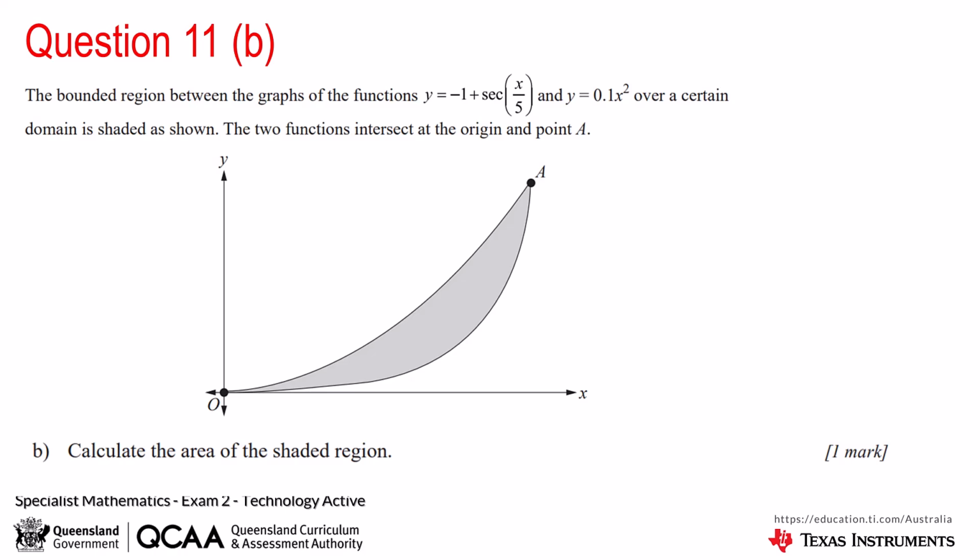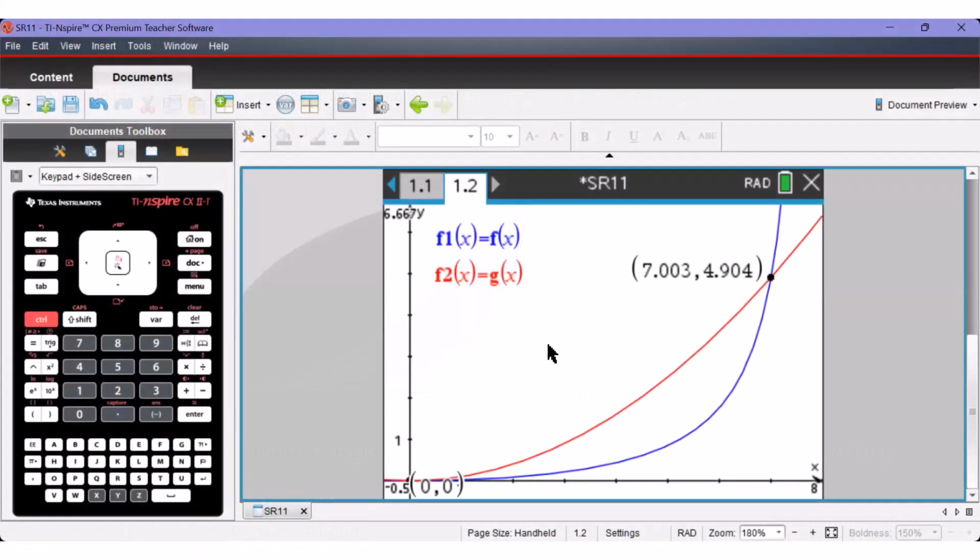Question 11b is worth 1 mark, and we're asked to calculate the area of the shaded region that's bounded between the two graphs. What we're going to do first of all is show you a graphical approach, and then we'll show you an approach using the calculator application. The one I would privilege here, and the one that takes the least amount of time, is the graphical approach. So the two graphs you can see there on the screen, point of intersection, all looks quite good.